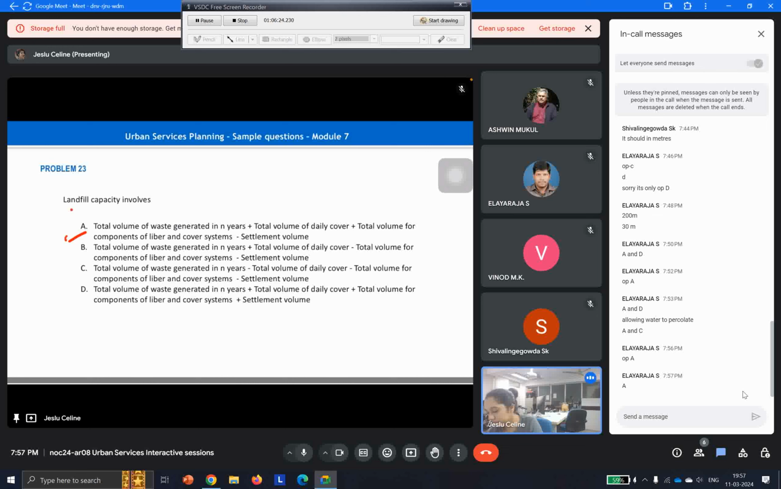So why? When we're calculating the capacity, we'll have to look at the waste which is generated in n years, because we are having this landfill site for a long duration, right? It's for 20 to 25 years that we're designing a landfill site. The lifetime is 20 to 25 years. So the waste generated for the N years or the total lifespan of the landfill site needs to be considered. Plus the daily cover, so every day what is the waste which is coming, and the volume of daily cover which is put on top of it, which means that is also going to add on to the total volume.